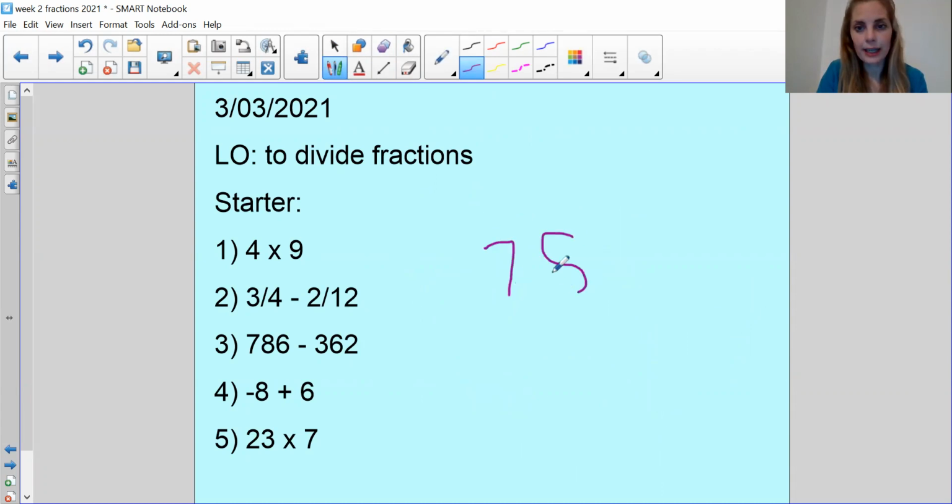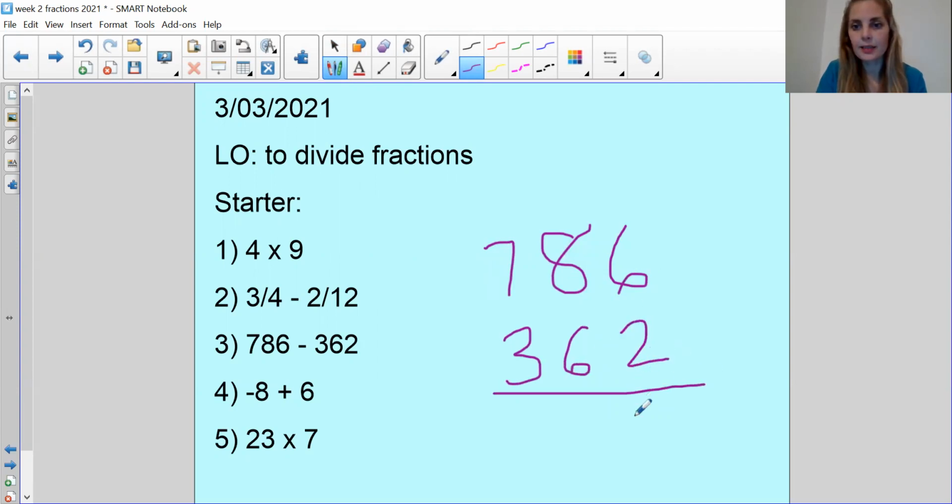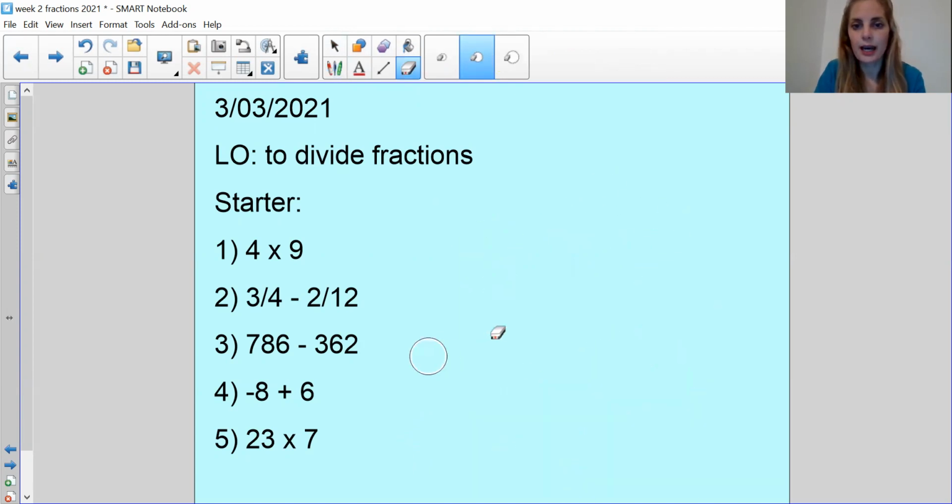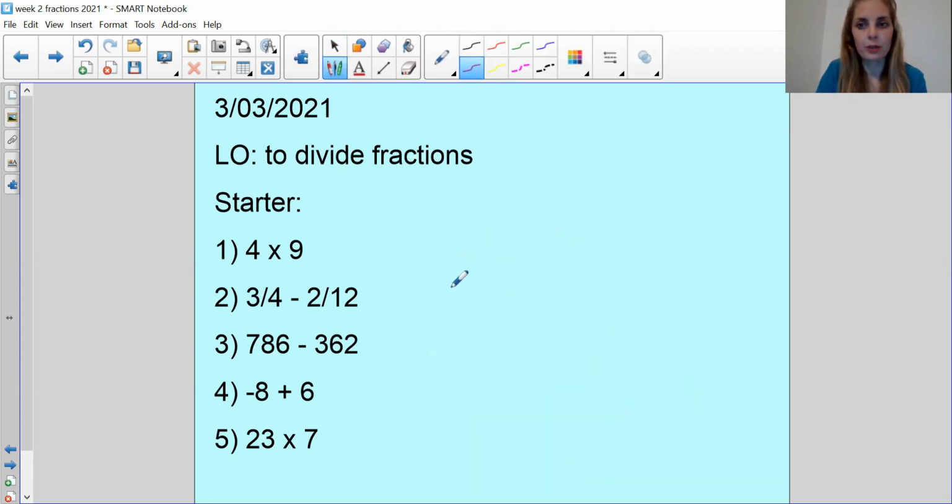Right, we have a subtraction sum. 786 subtract 362. 6 minus 2 is 4. 8 minus 6 is 2, and 7 minus 3 is 4. Nice and simple. There was no having to borrow or regroup. Good job, guys. I can see that you're doing really well with your starters, and that you're concentrating and focusing.